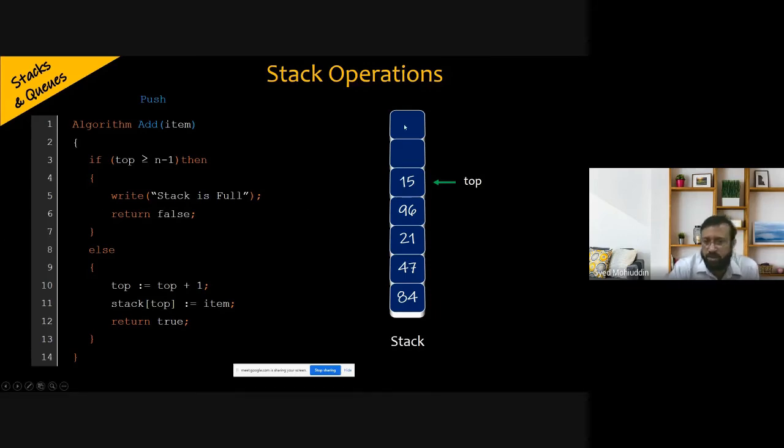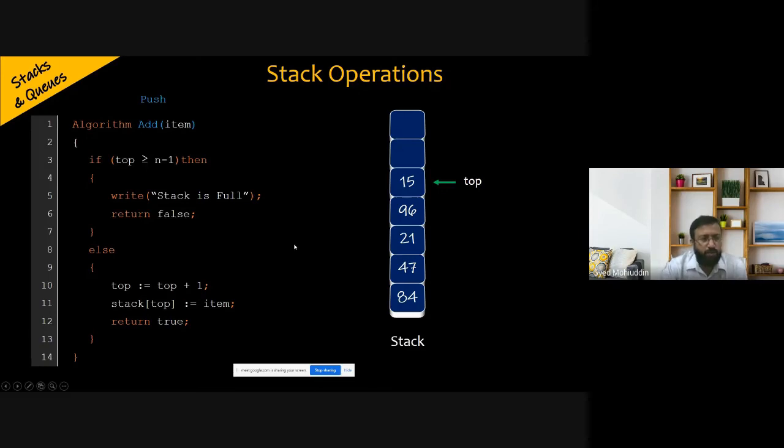Now suppose there are a few more empty cells in the stack, so we have the else case. We increment the top index. So top, instead of pointing to this element, moves to the next index. Remember, assume that the name of this array is stack. Stack of top equals item, that is the element we are inserting. Let's say we are inserting 100. So top we have incremented, so top will now be pointing to this cell, and 100 will be assigned and we return true. That is how the push or add operation happens.